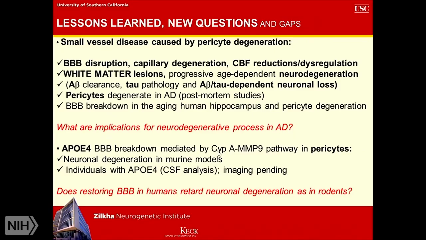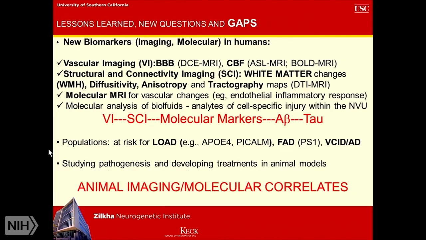And ApoE4 BBB breakdown that is mediated by this pathway is interesting also because restoring this pathway in animal models restores the BBB and neuronal phenotype. Obviously, all about markers, I think we need to use in human studies different markers, vascular markers, tractography, molecular markers, A-beta, and study people at risk for Alzheimer's disease, familial, and also vascular cognitive, and similar studies in animal models.